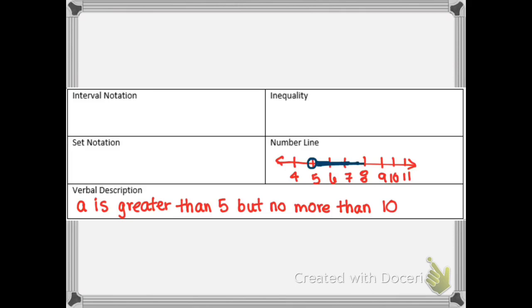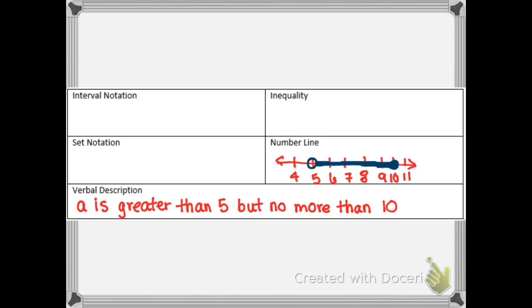But what else does it say about A? It's no more than 10. Can it equal 10? Yes, 10 would be no more than 10. So it can equal 10. It just couldn't be 11 because 11 is more than 10. It says it can be no more than 10. So it can equal 10, so we're going to put a closed circle there.